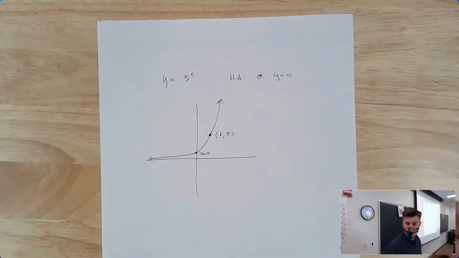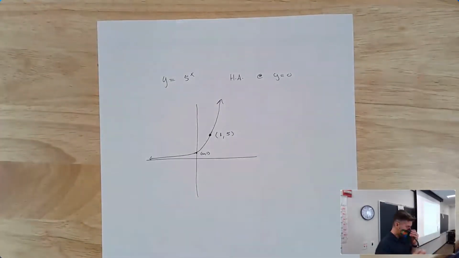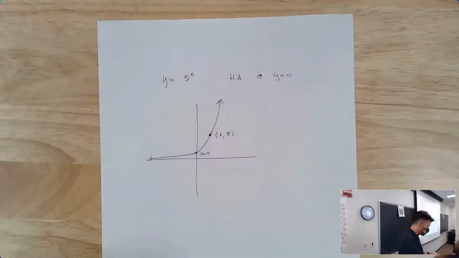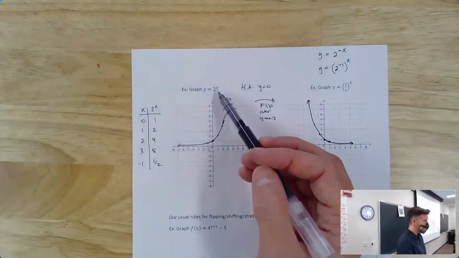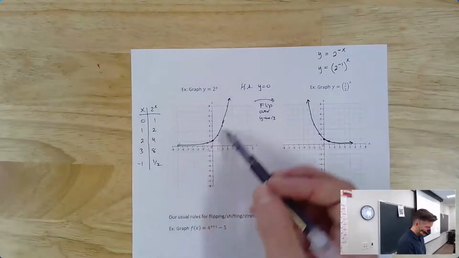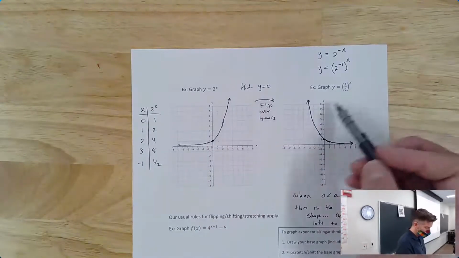Other questions? Okay. So, base larger than 1, increasing from left to right. Base smaller than 1, decreasing from left to right.